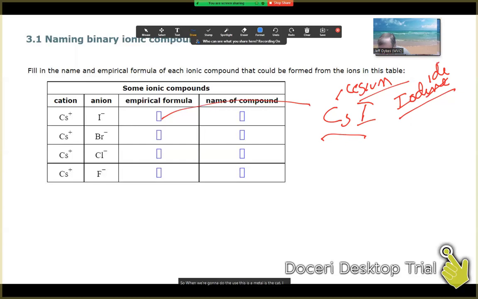And then this one is going to be a crisscross, bromine, and they both have a minus. And so then this will be 1 and 1. So the formula is going to be cesium bromine. And so then that is cesium bromide.